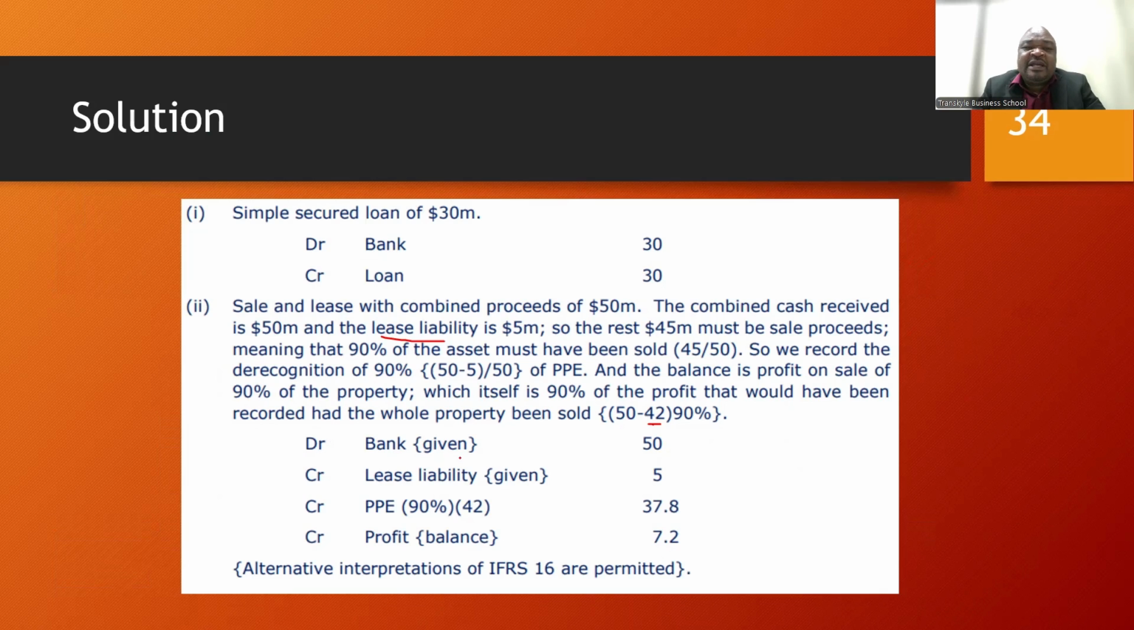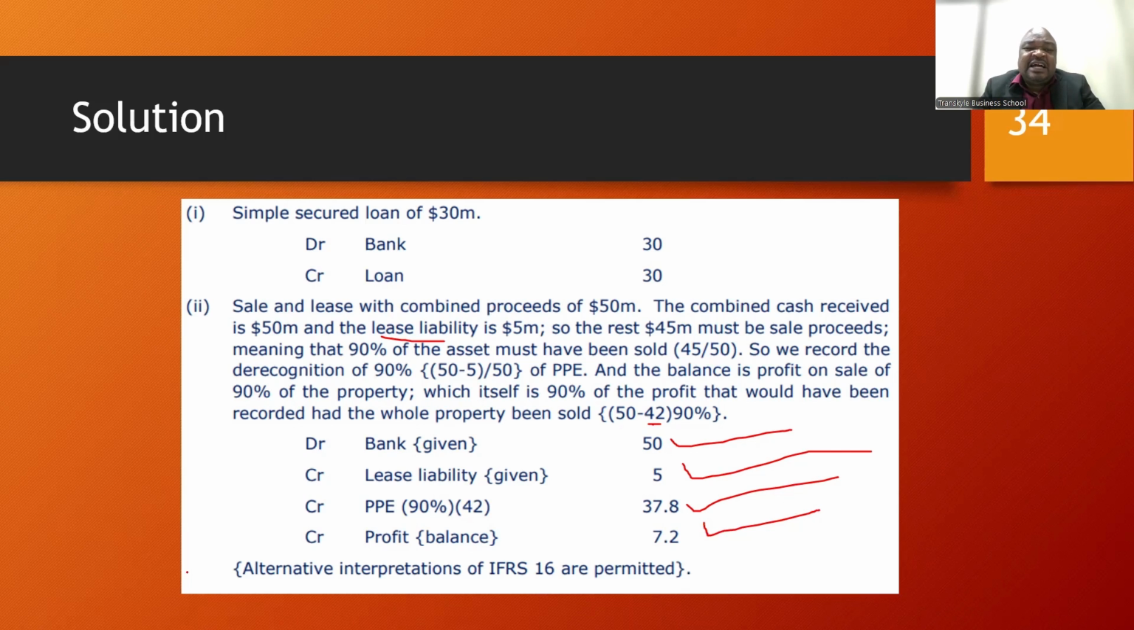So we are going to debit bank as given because we received 50. We credit the lease liability, which is the 5 million obligation. And PPE, 90% of 42. Remember, 42 was the net book value of the property. 90% of that is 37.8, and the remainder would be the balancing figure.